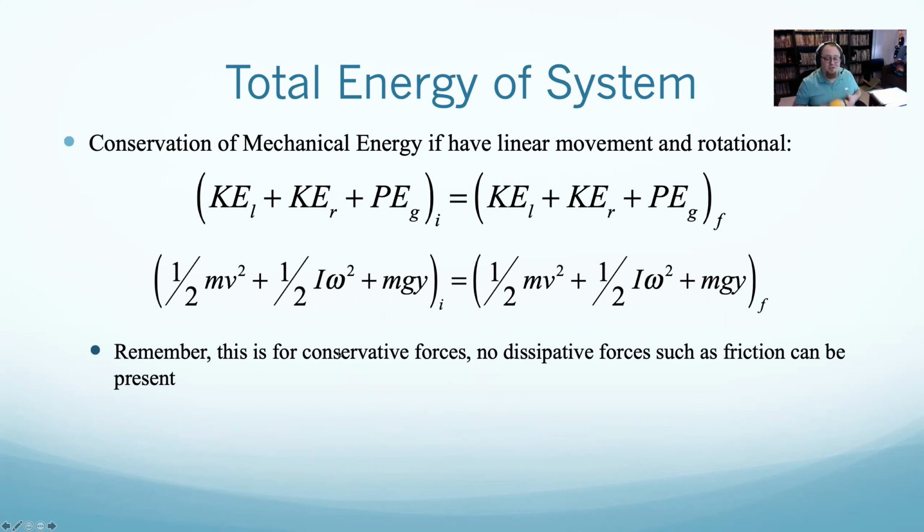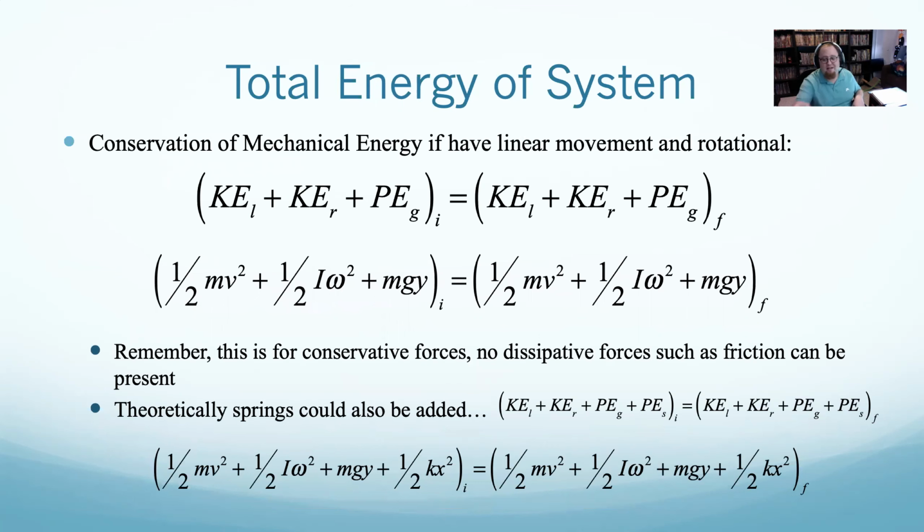Really, this should also have the 1/2 kx squared of spring potential energy. Theoretically, I can add springs. We actually have 4 terms for energy: linear kinetic, rotational kinetic, gravitational potential, and spring potential.